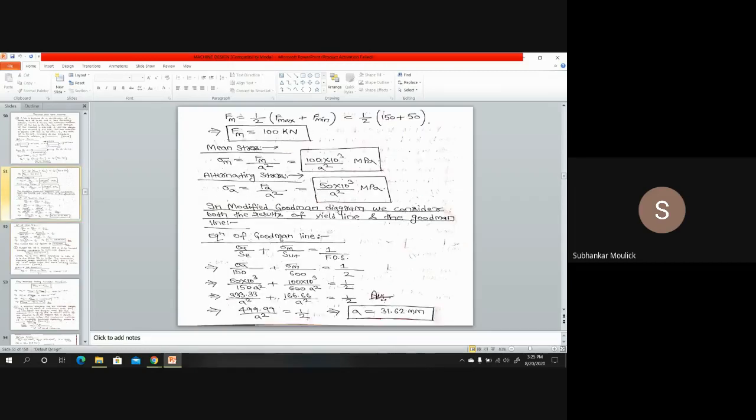So I know that the equation of the Goodman line is sigma A by SE plus sigma M by SUT equal to 1 by factor of safety. Sigma A is this value, plus sigma M is this particular value, 100 into 10 to the power 3 by A square, is equal to 1 by factor of safety. Factor of safety is given in the problem, that is 2. SE is given in the problem, 150. SUT is given in the problem, 600. Sigma A and sigma M we have already calculated. If we solve this equation, we will get the side of the square A to be 31.62 mm. Is it clear?